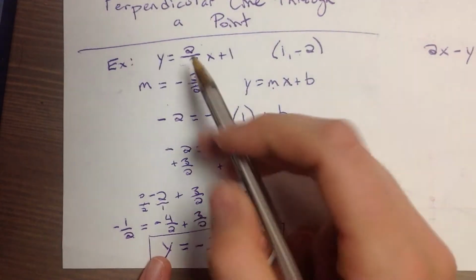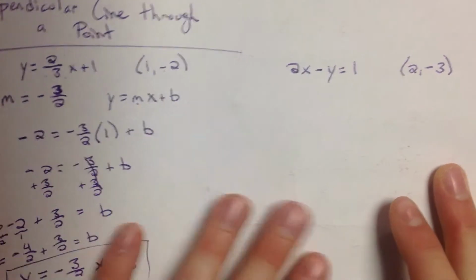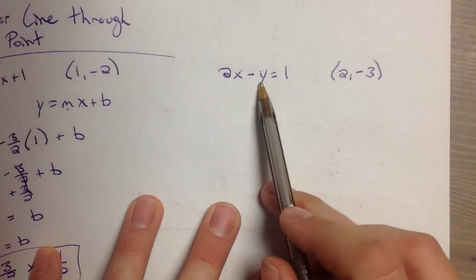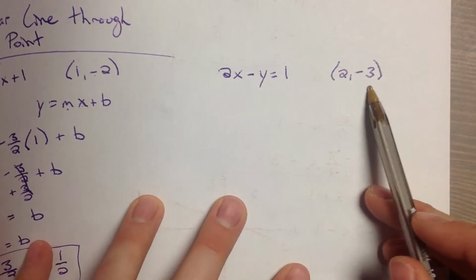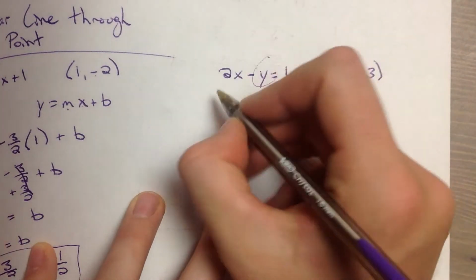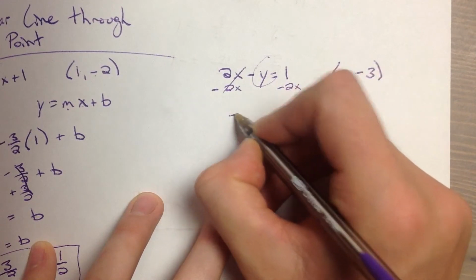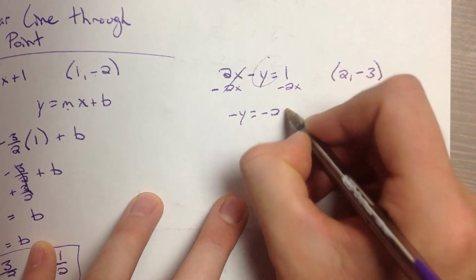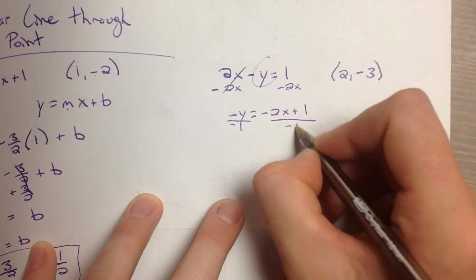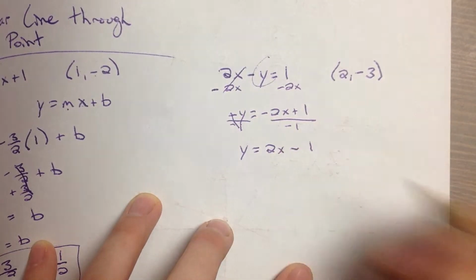Now, notice this was already put in slope-intercept form. So if you were given an equation that wasn't in slope-intercept form, say in standard form, and we want to put it through a given point, the first thing we would need to do is solve for y. To do so, if we subtract 2x from both sides, -y equals -2x plus 1, divide by -1 on both sides, and we get y equals 2x minus 1.